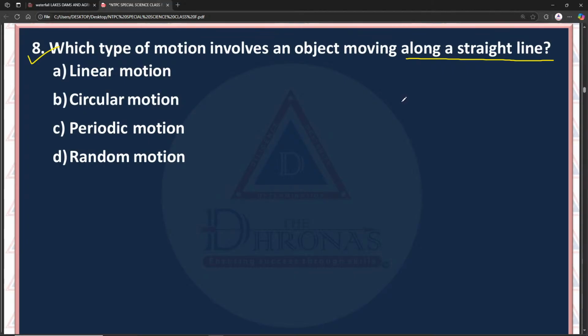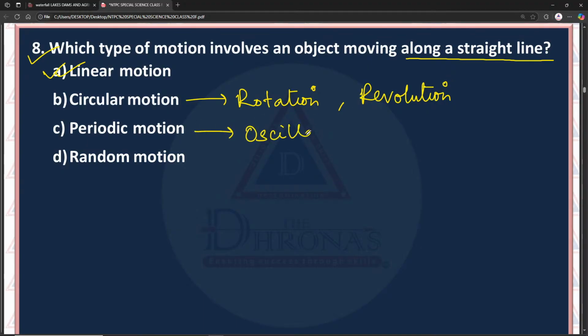Straight line motion is known as, your options are linear motion, circular motion, periodic motion, random motion. Correct. Linear motion. Straight line motion is known as linear motion or rectilinear motion. Now circular motion can be of two types. One can be rotational, another can be revolution. Now periodic motions are known as oscillatory motion.